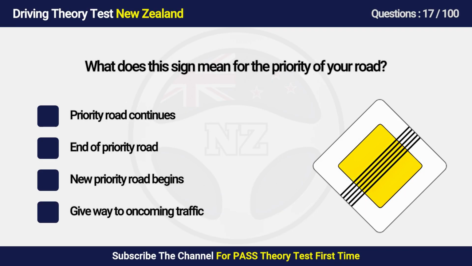A. Priority road continues. B. End of priority road. C. New priority road begins. D. Give way to oncoming traffic.